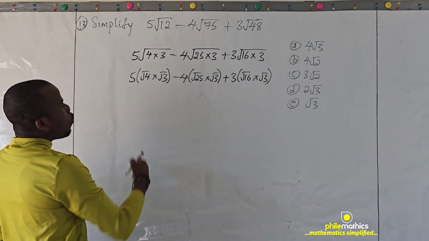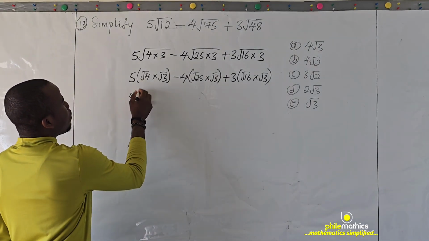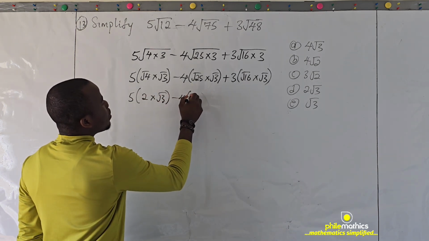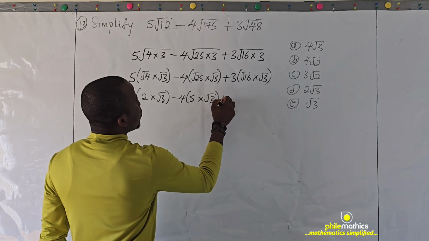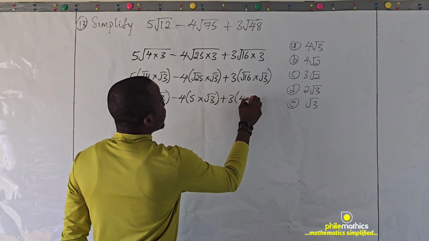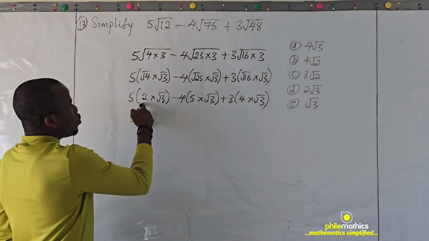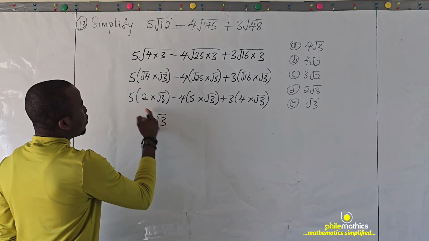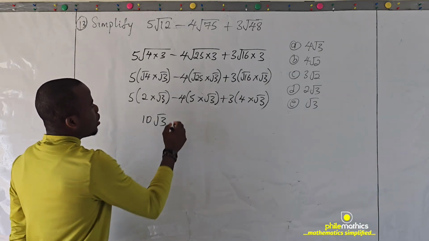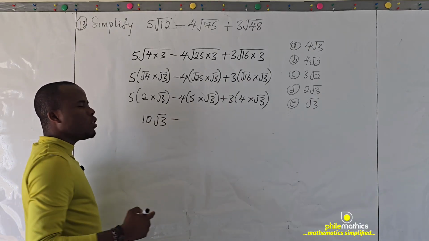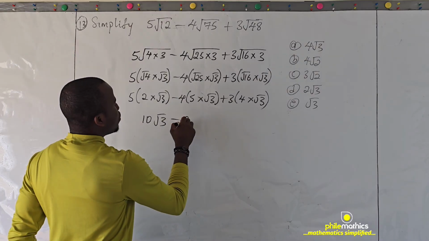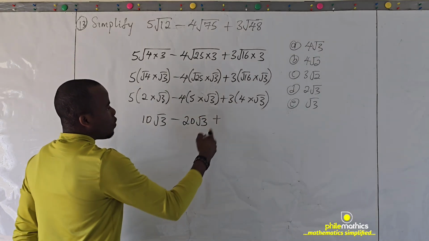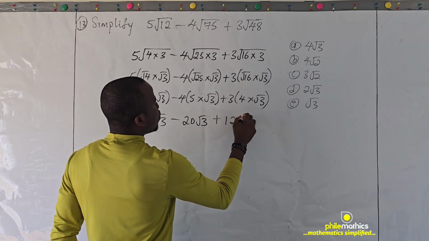And so root 4 is 2. So this is 5 times 2 times root 3 minus 4 times root 25, which is 5, times root 3, plus 3 times root 16, which is 4, times root 3. 2 times 5 is 10. So we have 10 root 3. Minus 4 times 5 is 20, and 20 times root 3 is 20 root 3, plus 3 times 4 is 12, and 12 times root 3 is 12 root 3.